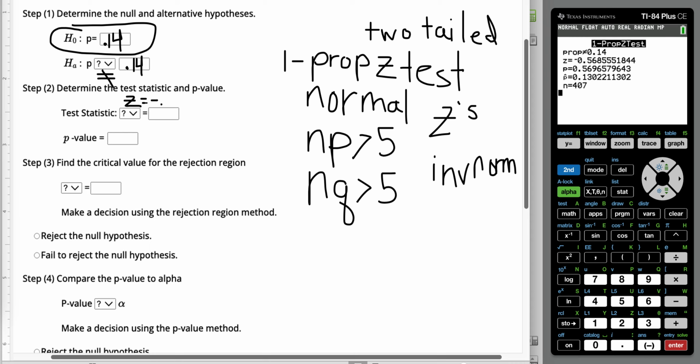and then that would be 86 because we got to round it to 4 places, so negative 0.5686. The p-value down here is 0.5697.